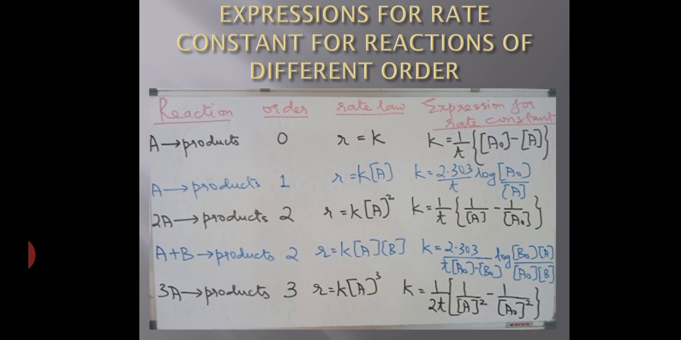And this is a third order reaction. As you can see, the formula is K is equal to 1 by t into (1 by concentration of A square minus 1 by concentration of A naught square). So in this way, these are the expressions. You have to remember the formula, just like you have remembered for zero order and first order. You need to remember for the second order with one type of reactant and two different types of reactant, and next for the third order reactions.